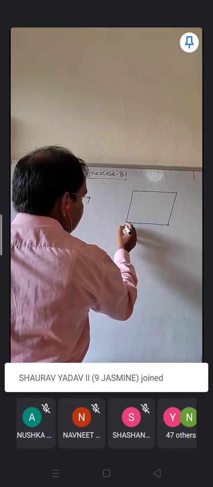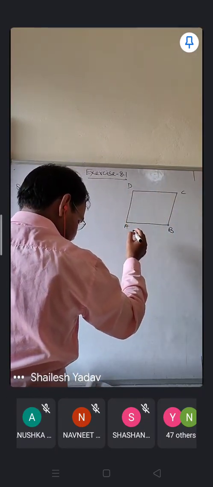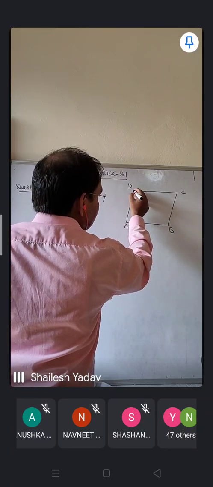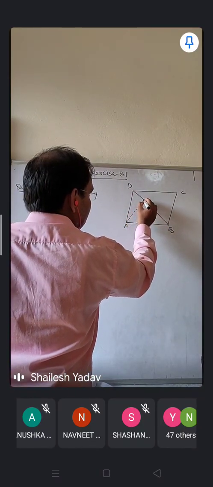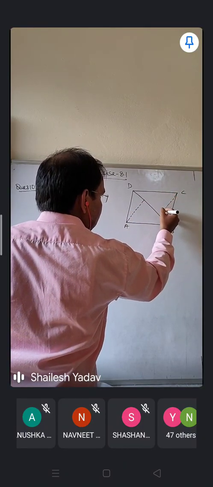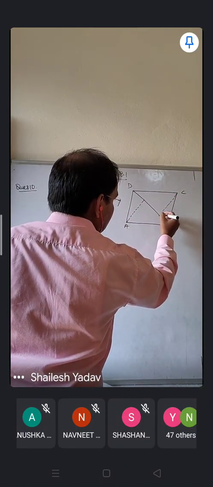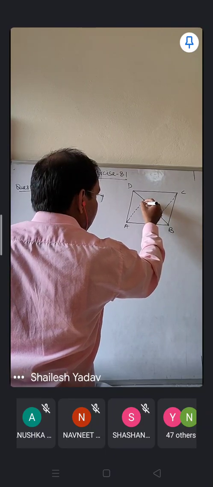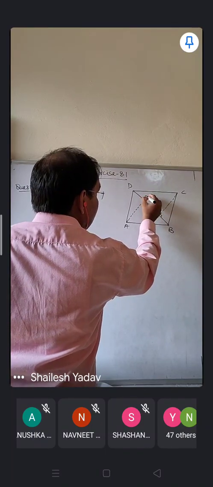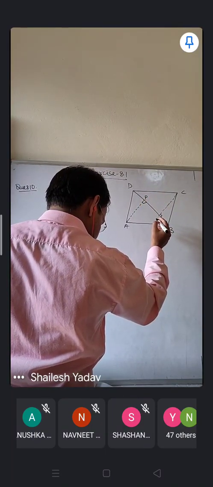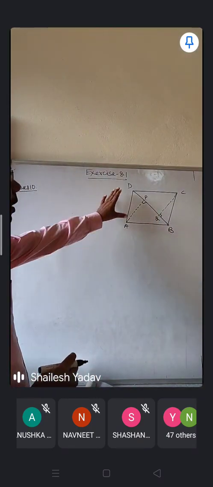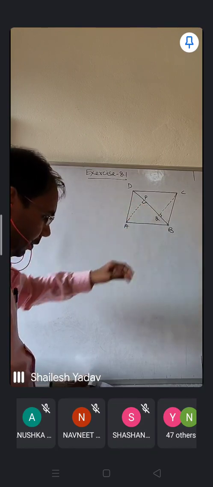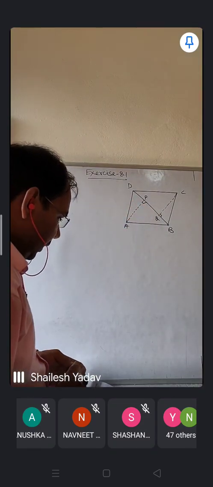It is A, B, C, D. So A, B, C, D, and BD joined here. So I am going to join BD. Then here it is, and it is like this. Okay, so in this question, this diagram is given. So I have drawn the diagram. Now I am going to read the statement of the question.